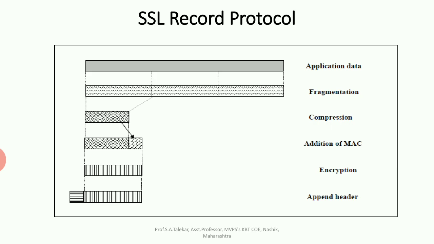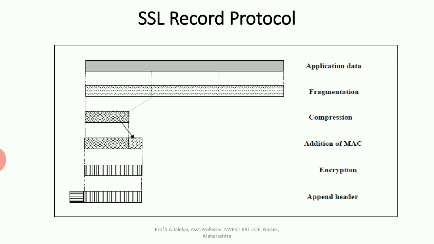Now the next protocol we have to discuss is called the record protocol. We can see here in the SSL record protocol the different operations that take place. Initially there is the application data, then fragmentation, then compression, addition of MAC, encryption, and appending the header. So here we'll see a little bit of description about the SSL record protocol.